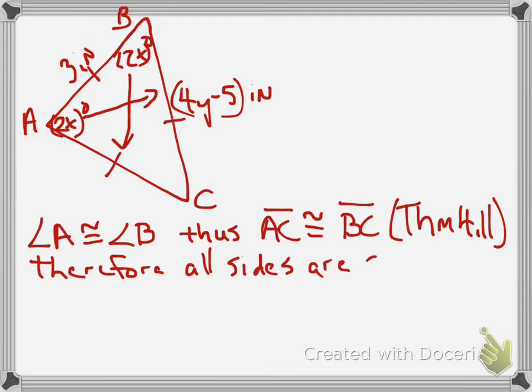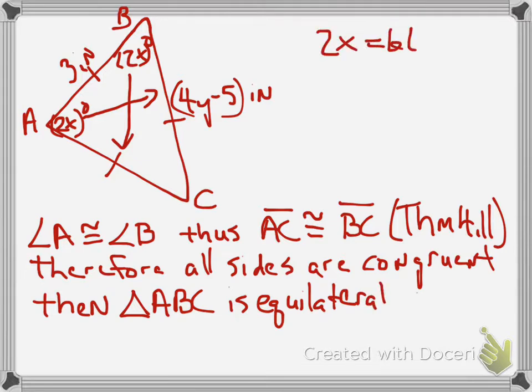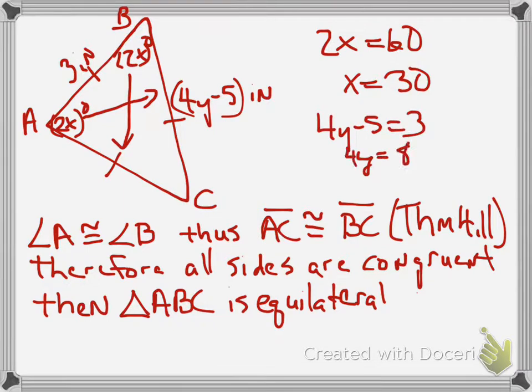And if it's an equilateral triangle, then I can set the 4y minus 5 equal to the other side, plus I know that the angles are 60 degrees. So I can now say 2x is equal to 60, and solve for x by dividing by 2 to get 30. And I can say 4y minus 5 is equal to 3, add 5, and then divide by 4 to get 2. And there you go.